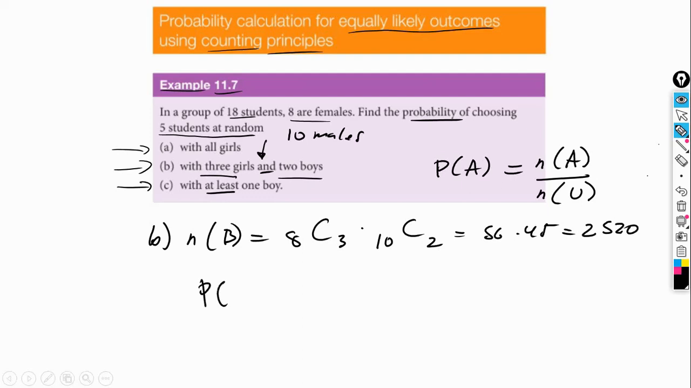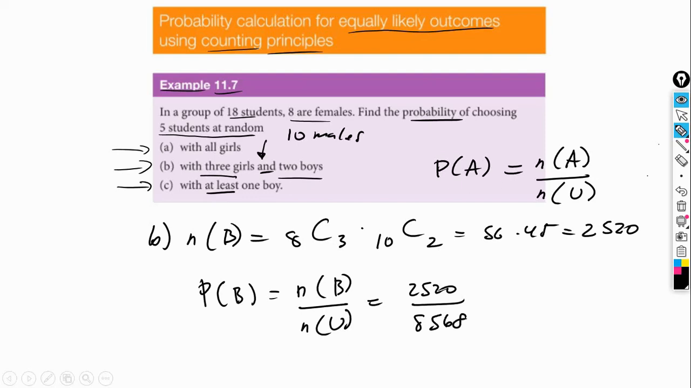So the probability of B, remember, is going to be the total amount of possible outcomes for event B divided by the total number of outcomes for the sample space. So this is 2,520 divided by the total sample space, which before we found was 8,568. So this is going to equal a probability of 0.294.